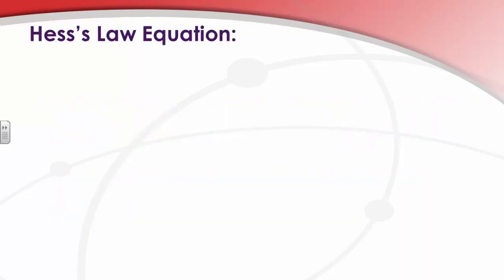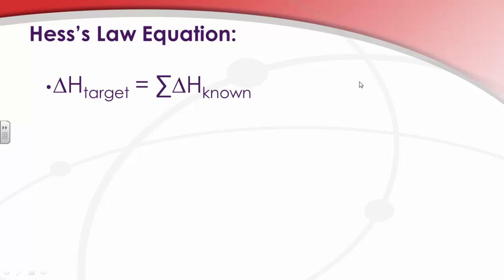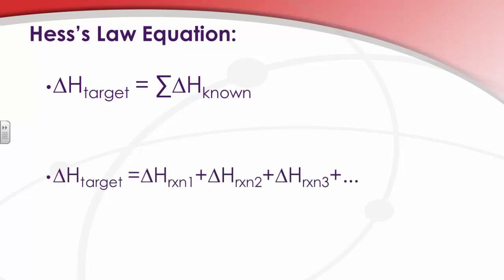So we can state the equation then in this kind of form, if, of course, the animation will work. So the overall Hess's law equation would be that the enthalpy change for a target equation is equal to the sum of the enthalpy changes of a set of known equations that will sum to the same result. Or the enthalpy change of the target is equal to the enthalpy change of reaction 1 plus the enthalpy change of reaction 2, etc., etc.